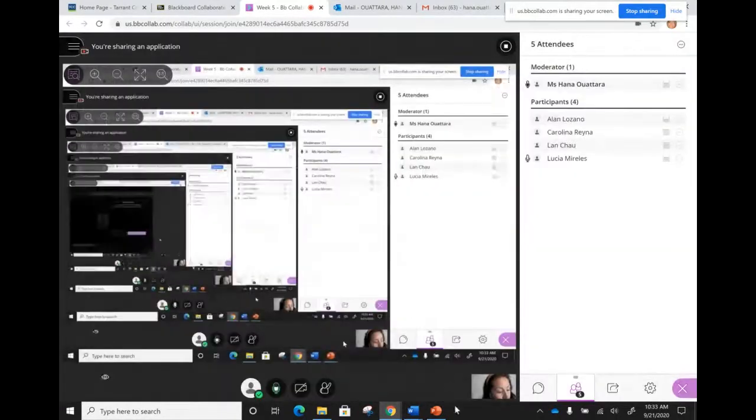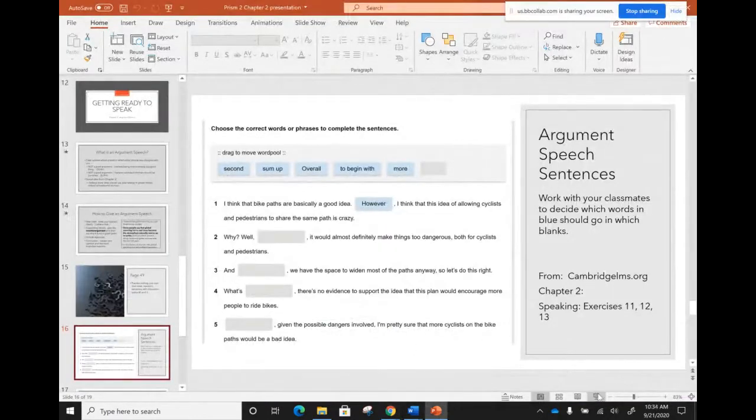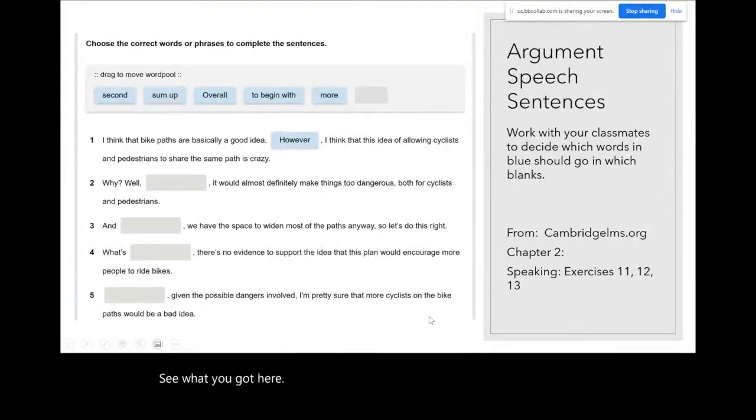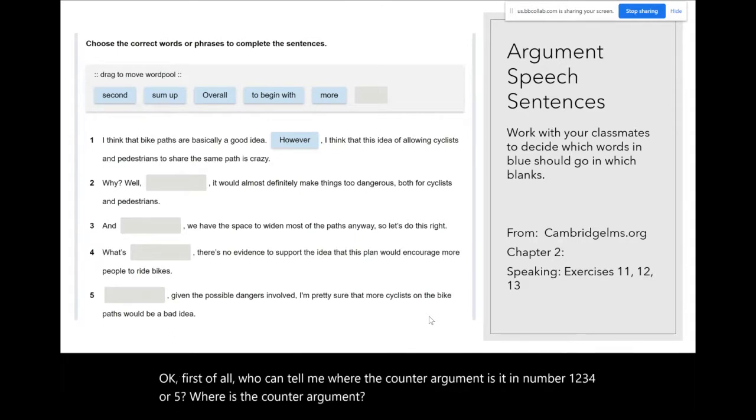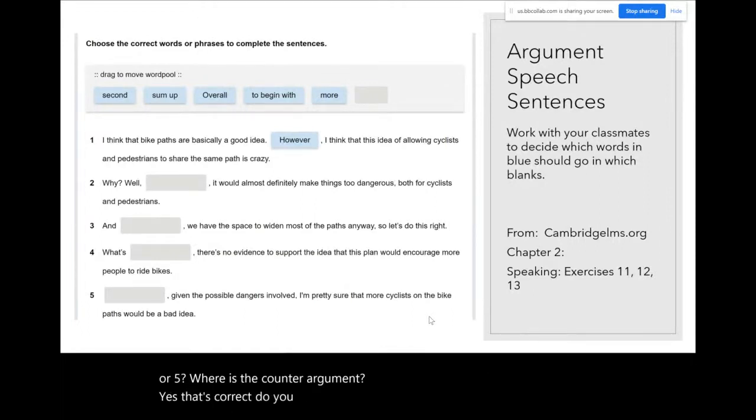Okay, time's up. Let's see what you guys got. First of all, who can tell me where the counter argument is? Is it in number 1, 2, 3, 4, or 5? I think the number 1, teacher. Yes, that's correct. Do you notice you also have that counter argument word, however? The speaker's opinion is at the beginning: I think that bike paths are basically a good idea. And then they say the counter argument: however, I think that this idea of allowing cyclists and pedestrians to share the same path is crazy.